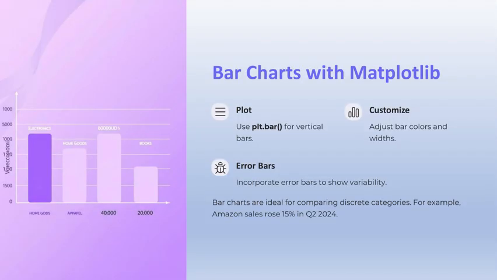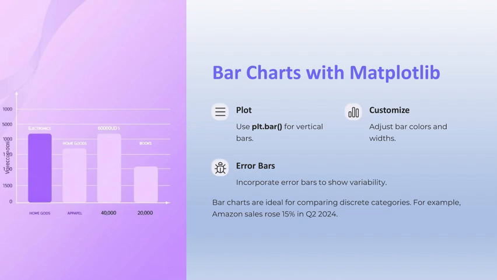Let's look at how to create a bar chart using Matplotlib. To start, use plt.bar to plot vertical bars, perfect for comparing categories like electronics, home goods, and books. Next, customize your bars by adjusting the colors with an overall style to make the chart more engaging. You can also add error bars to represent variability or uncertainty in your data, which is useful for visualizing real-world data.